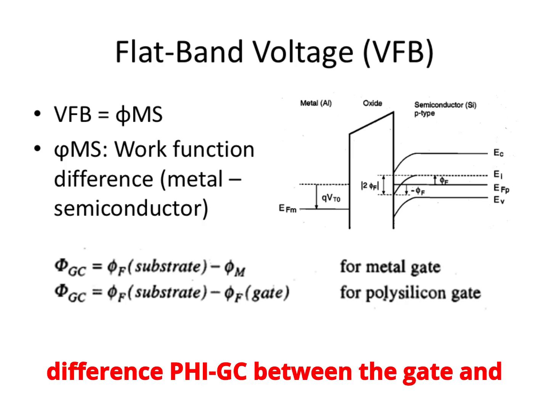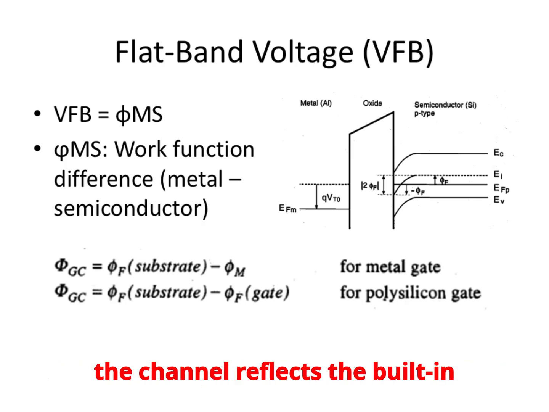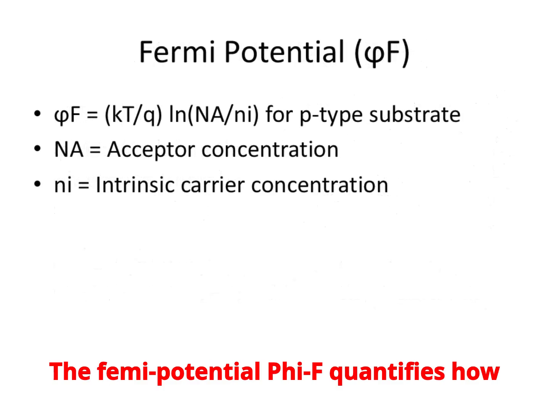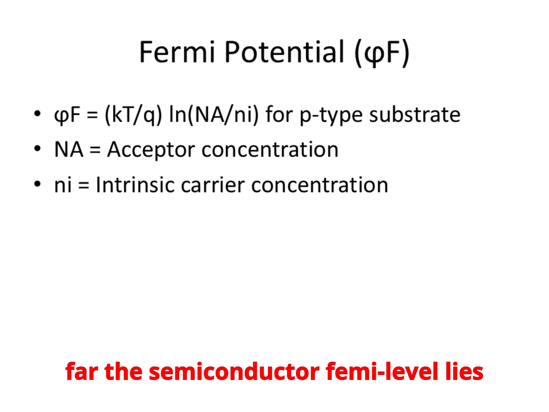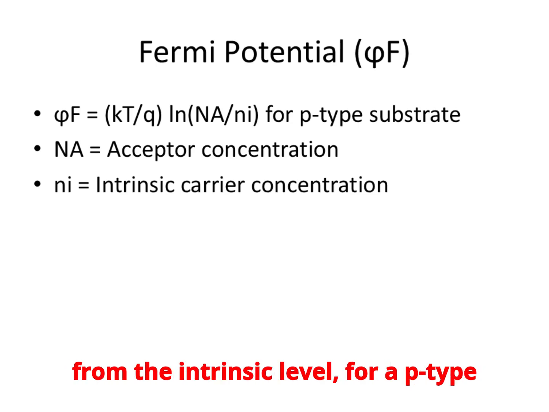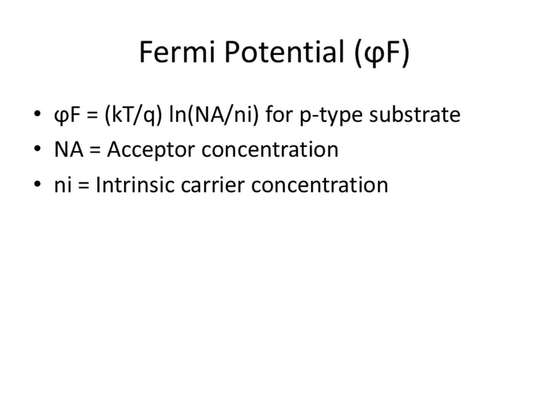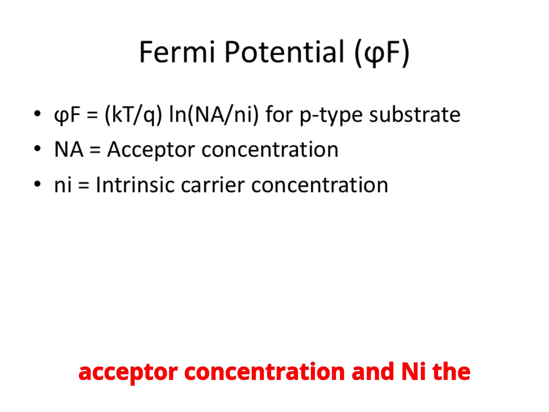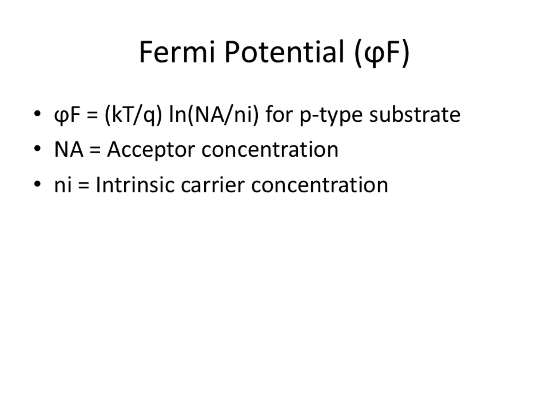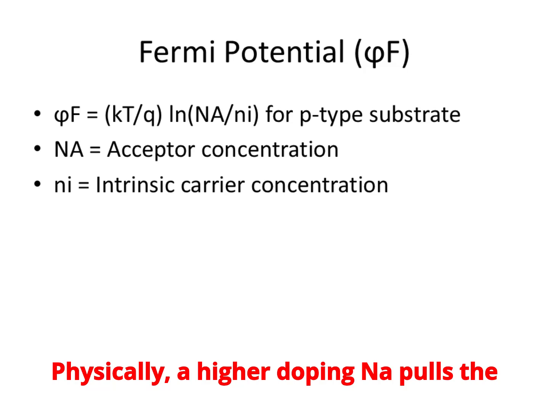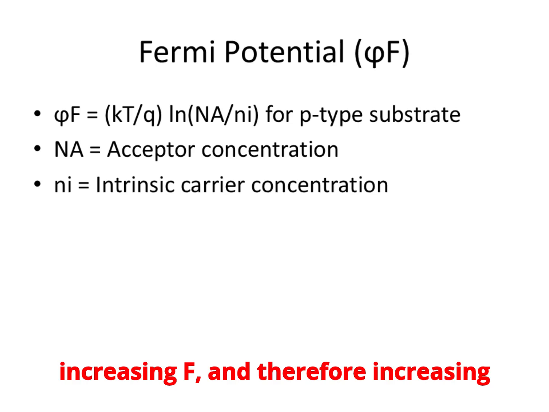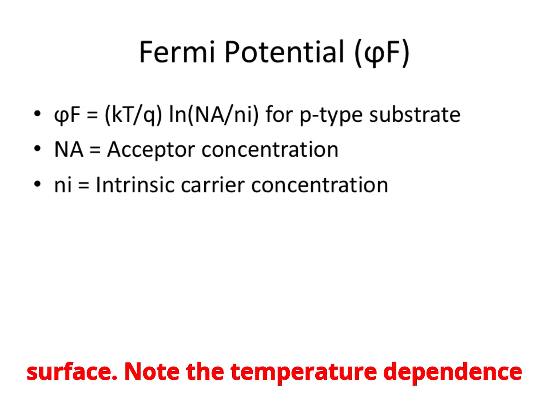Work function difference φGC between the gate and the channel reflects the built-in potential of the MOS system. The Fermi potential φF quantifies how far the semiconductor Fermi level lies from the intrinsic level. For a P-type substrate it is φF equals kT/q times ln(Na/Ni). Here Na is the acceptor concentration and Ni the intrinsic carrier concentration. Physically, a higher doping Na pulls the Fermi level further toward the valence band, increasing φF, and therefore increasing the voltage required to invert the surface.